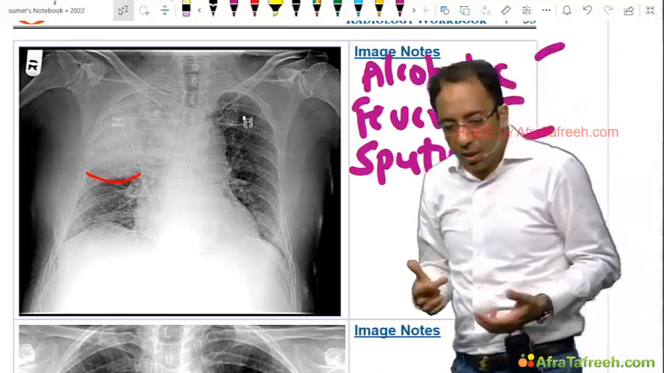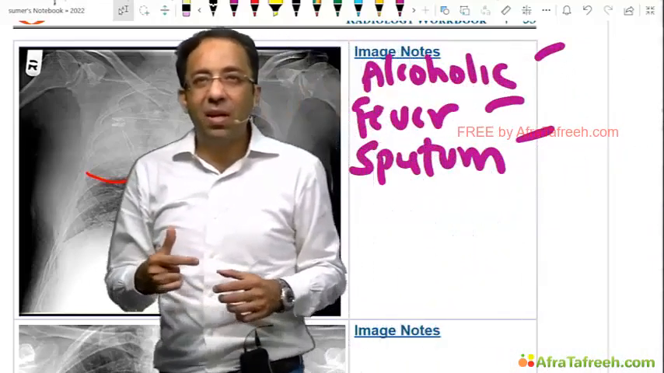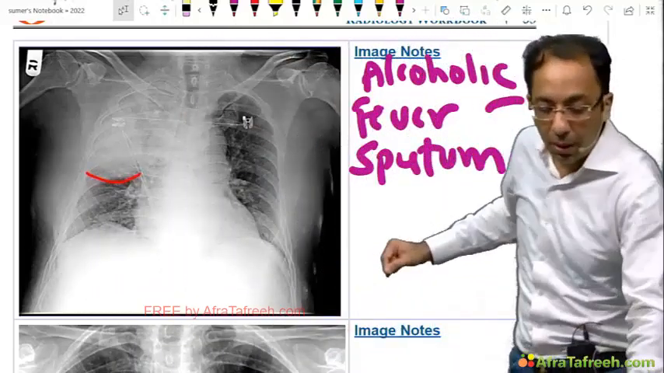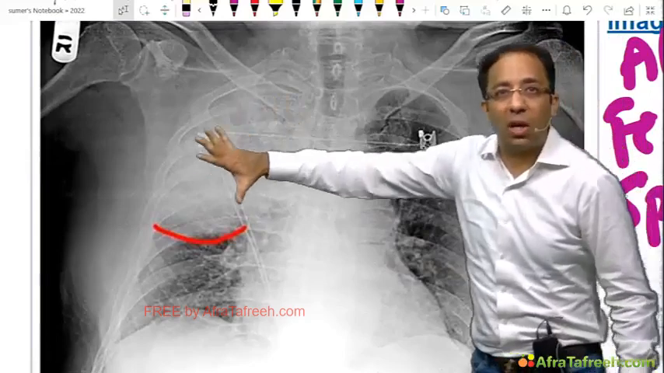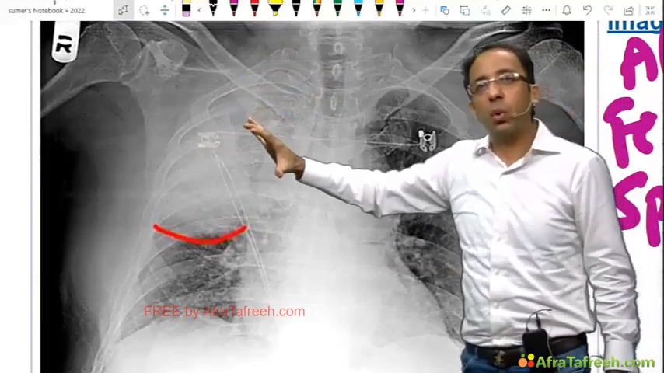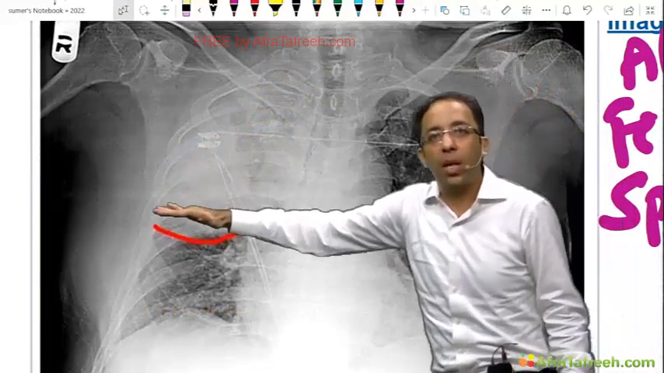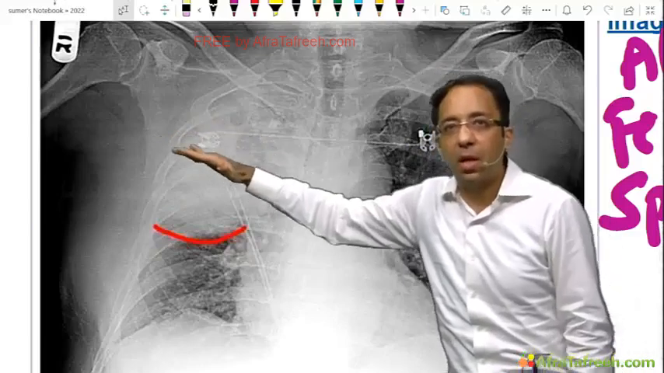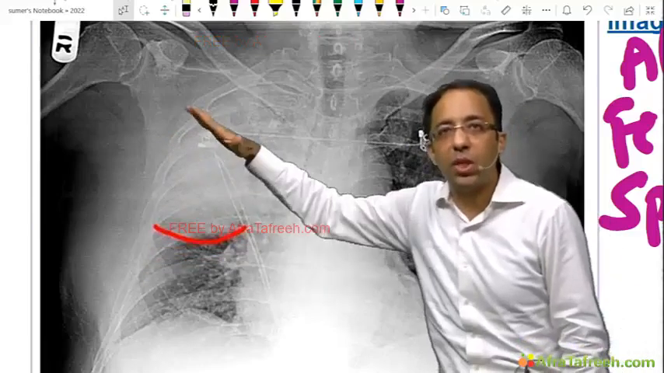But here there is a very interesting thing that I want you to see. I'm zooming the X-ray. Whatever this opacity is, it is very heavy. How do I know it is heavy? It is causing bulging of the horizontal fissure. Can you see? The horizontal fissure appears to bulge down. It is pushed downward.